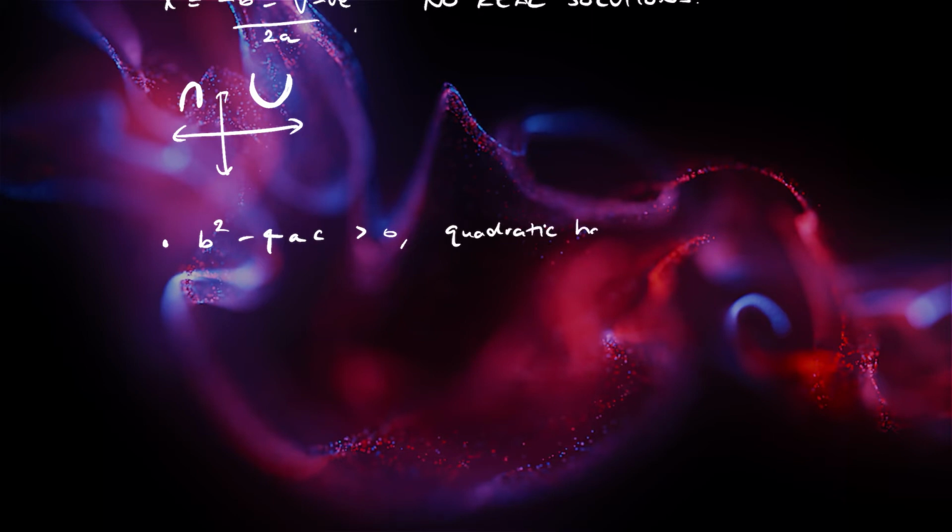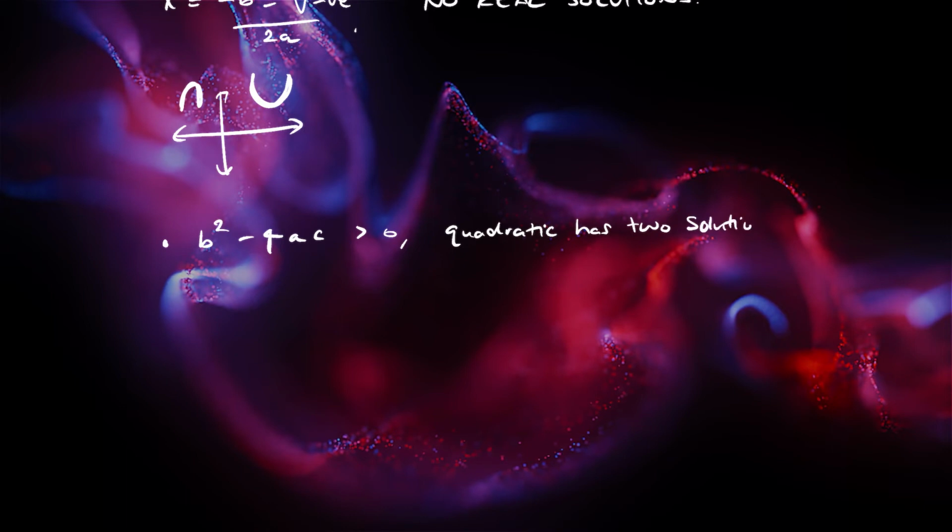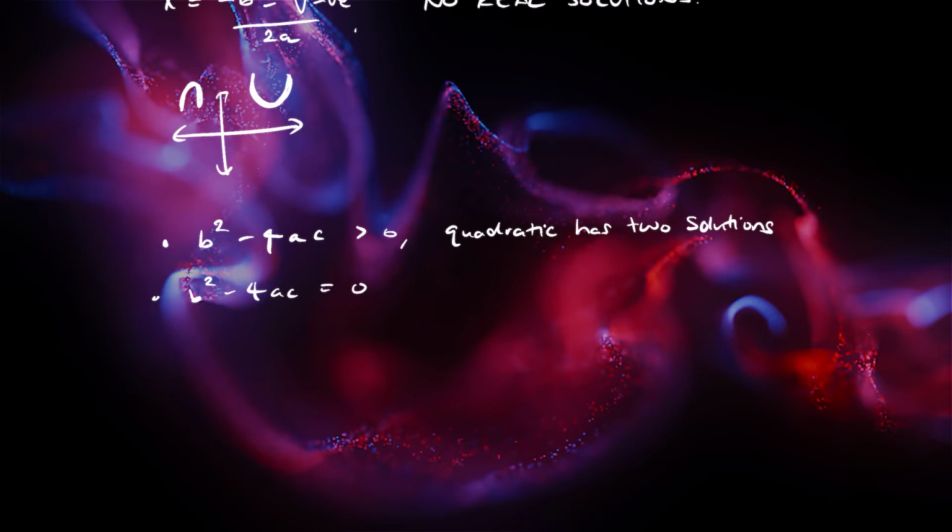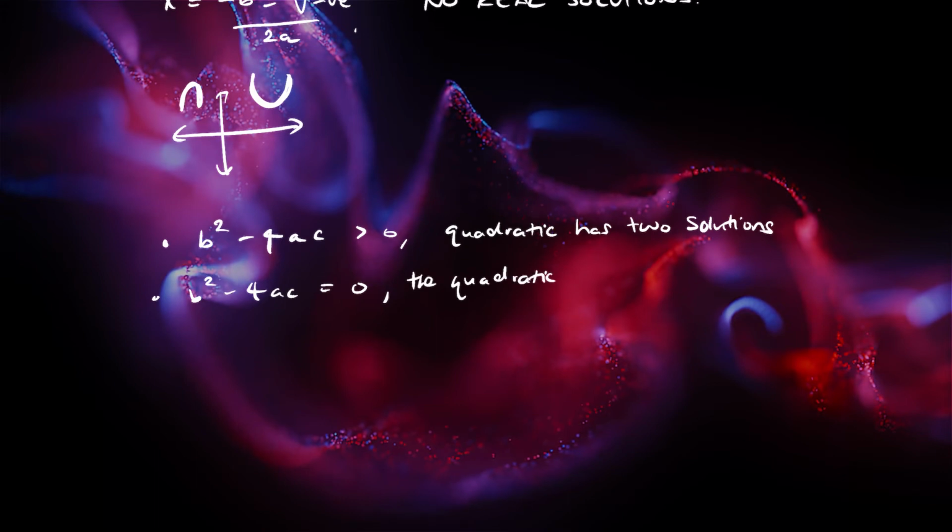So let's summarize then. Specifically, if b squared minus 4ac is greater than 0, then the quadratic has two roots, or two solutions. If b squared minus 4ac is equal to 0, the quadratic has what we call one repeated root, or one repeated solution.